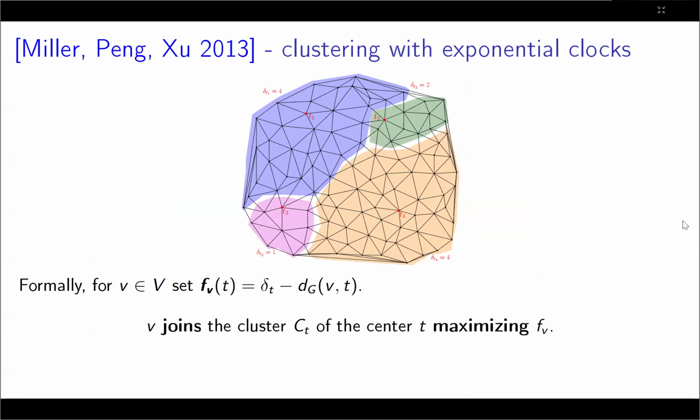So formally, this is the story. For every center, you have some shift, which we call delta, the wake-up time. And each vertex v goes to the center that maximizes the wake-up time minus the distance to the center.